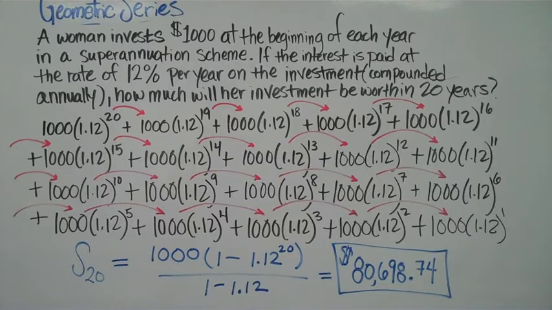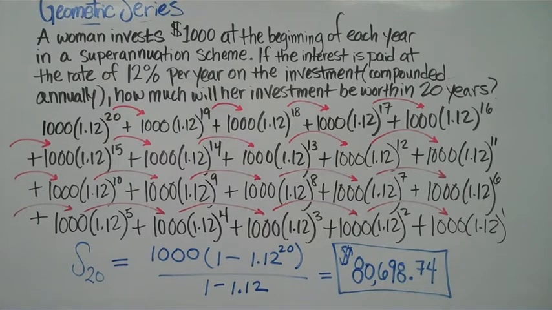The question becomes, what is R? Well, 12% per year means 100% of our investment plus 12 more percent. So our R is 1.12. We know it's got to grow, so it's got to be bigger than 1. The question then becomes, what is U1? Well, U1 is $1,000 at the beginning of the year, so that's $1,000.